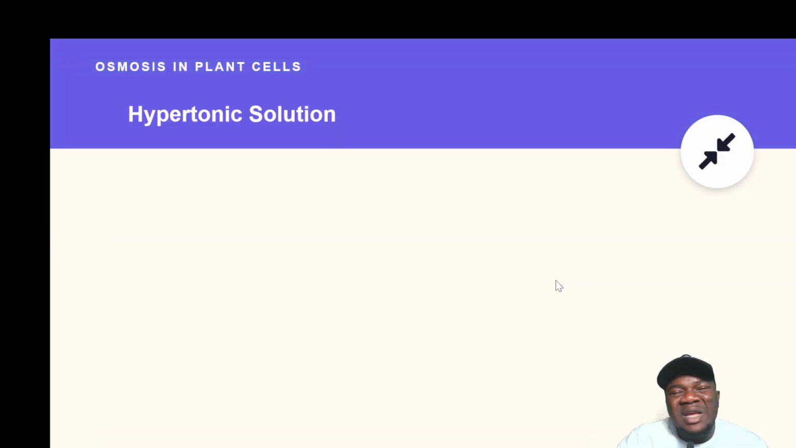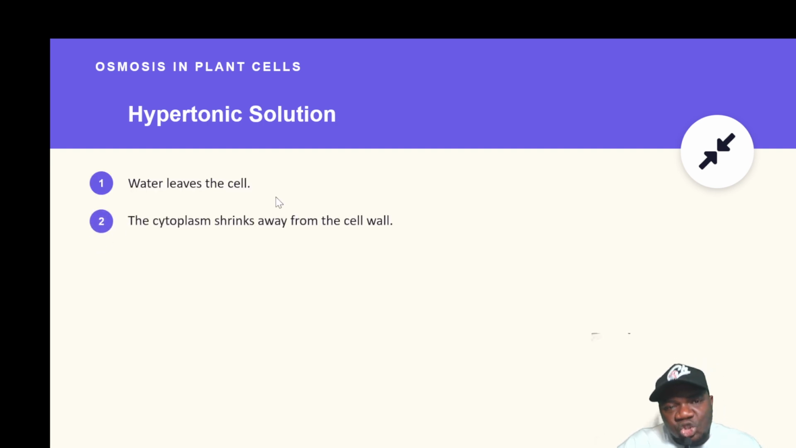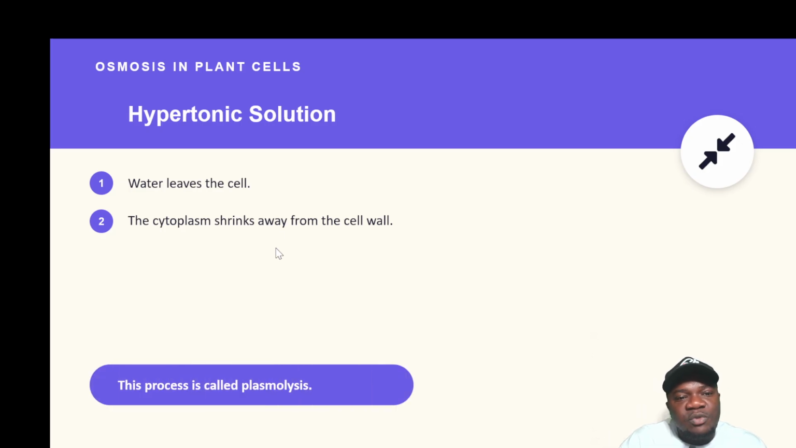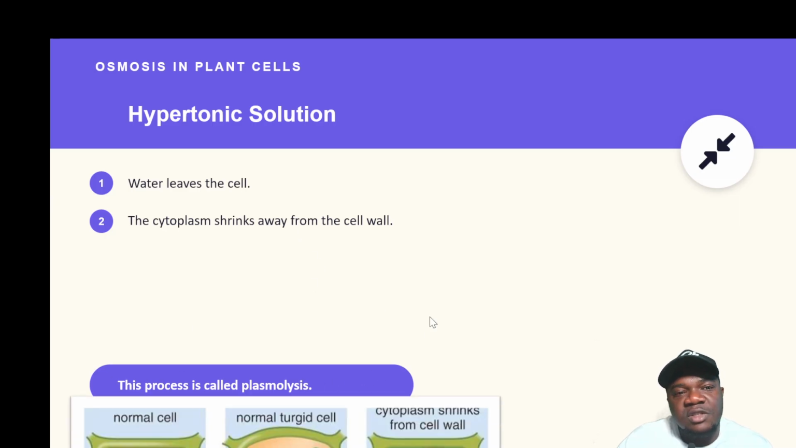Okay, but in a hypertonic solution, which is a strong solution, water tends to leave the cell. Okay, and the cytoplasm shrinks from the cell. It shrinks, and what happens? The plant tends to lose a lot of water, and if it occurs for a long time, what happens to the plant? The plant starts wilting. They wilt, and the plant may eventually die. And this process is called plasmolysis.